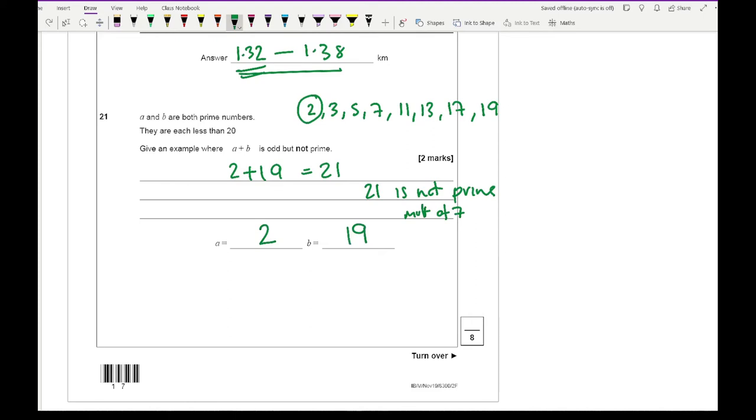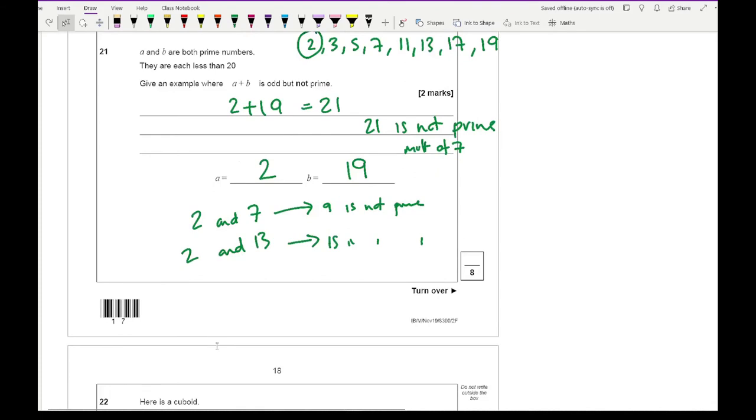Now you could also have a different range of numbers. You can have 2 and 7. You can also have 2 and 13. So as long as there is some evidence of that, so if you did use 2 plus 7, you then say that 9, and 9 is not prime. And 2 plus 13 is 15, and that's also not prime. So as long as you're stating one of those reasons, then that would be absolutely fine.